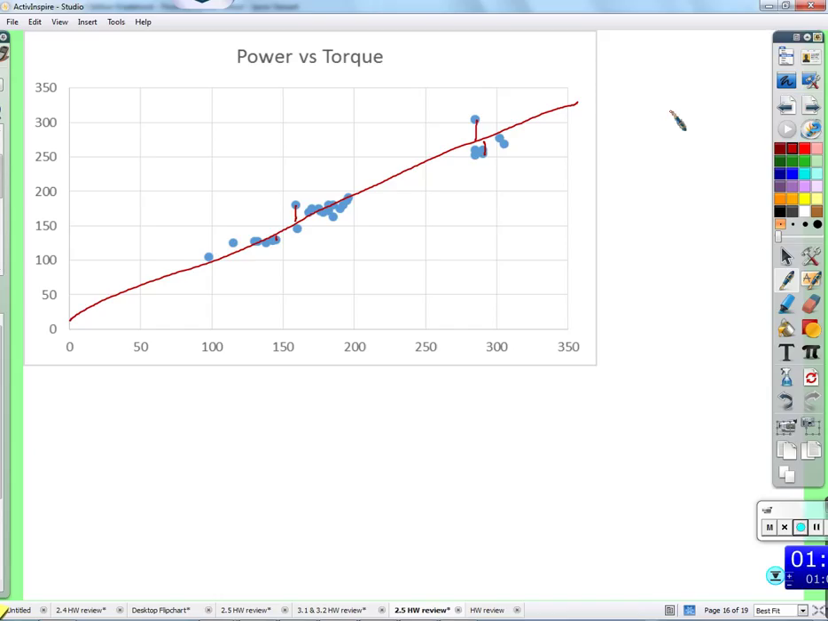Now, finding that line by hand is incredibly tedious. Not that complicated, but tedious, and so we'll let technology find that for us. But then we want to interpret the results. But we can kind of guess at it.